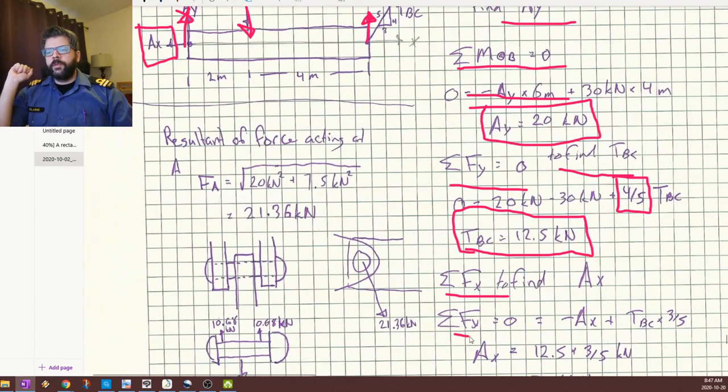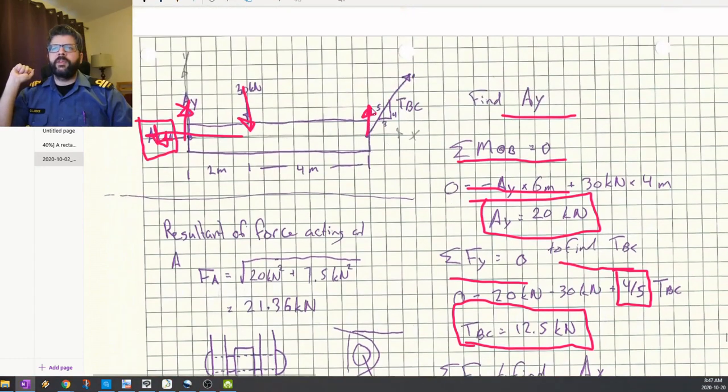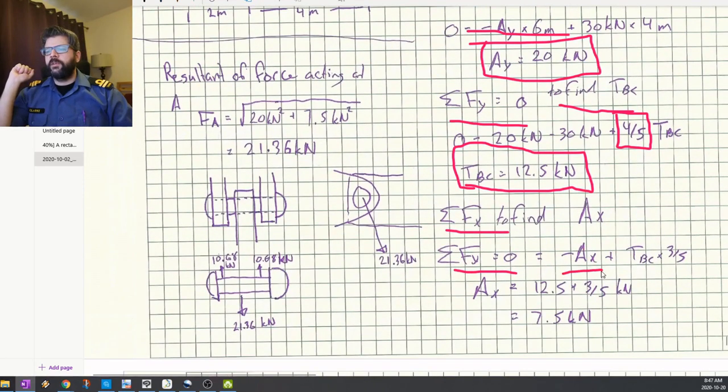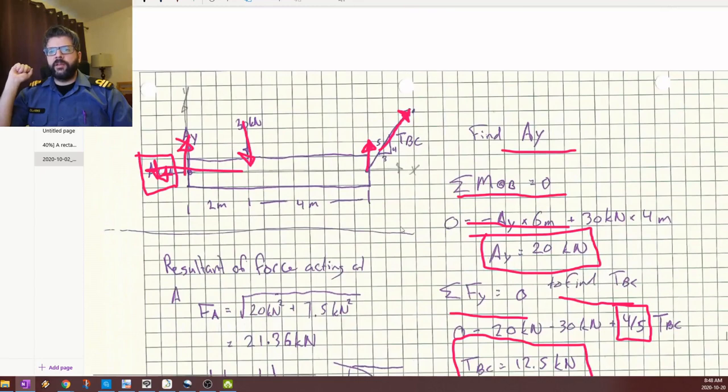So the sum of those forces is equal to 0, so it's minus AX. I drew AX in the negative direction initially because I knew that it would need to be counterbalanced by this. It would need to counterbalance the tension from here. So negative AX plus our tension in BC times its unit vector in the x direction, 3 over 5. That gives us an AX of 7.5 kilonewtons. So that's our static analysis here.